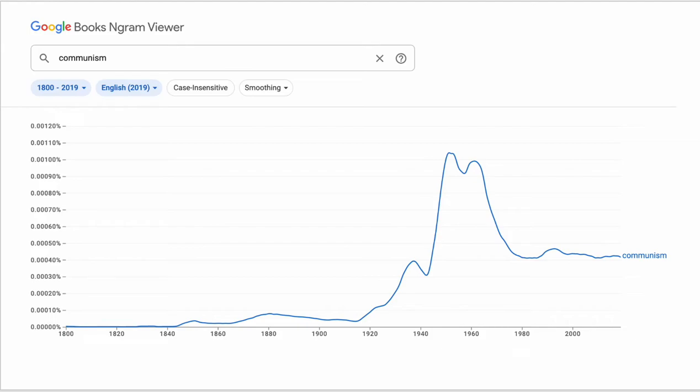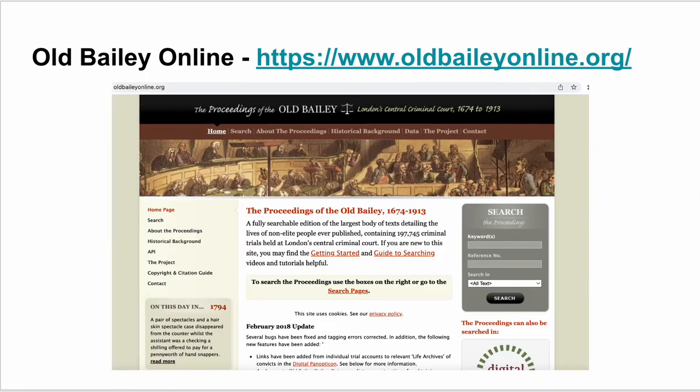The second site that I'm going to talk about is the Old Bailey Online, and this is where the proceedings of the Old Bailey from 1674 to 1913 are input on this website. It's really incredible. Almost 200,000 criminal trials online. You can search by keyword and it just brings up records.